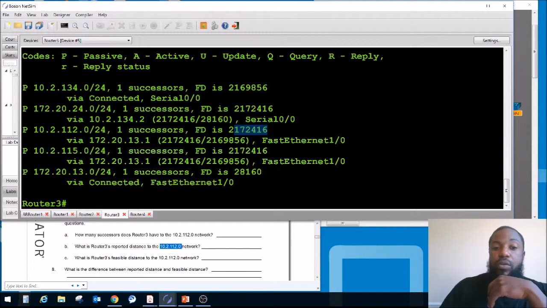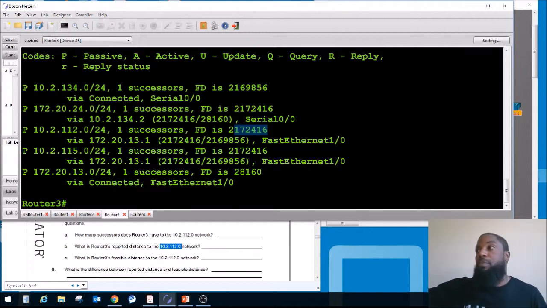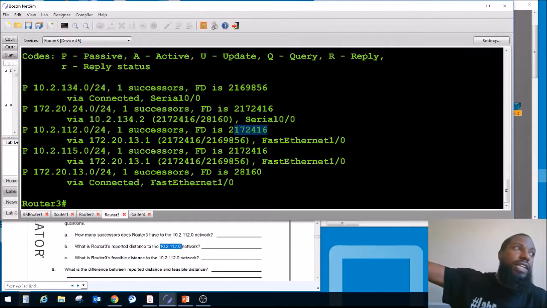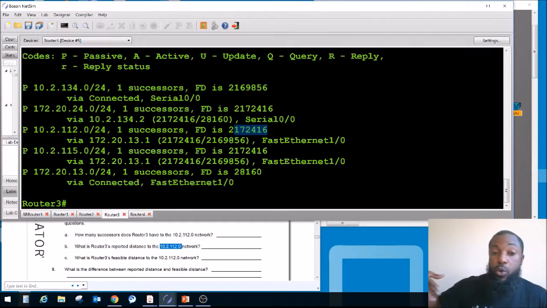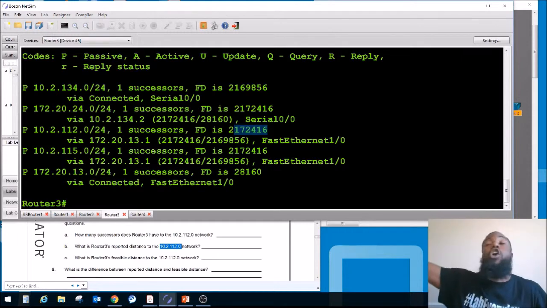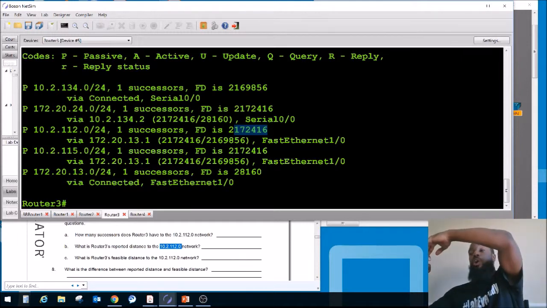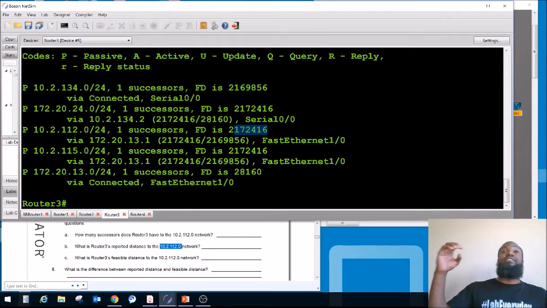What is the difference between the reported distance and the feasible distance, right? The reported distance is how far it is to the next EIGRP router, to a specific network. The next hop will give you the reported distance. He's reporting to you how far it is. The feasible distance is how far it is to get all the way to that network. So let's say you got router 1, 2, and 3, right? The full feasible distance would be all the way to router 3. The reported distance is how far it is to router 2, if that makes any sense.